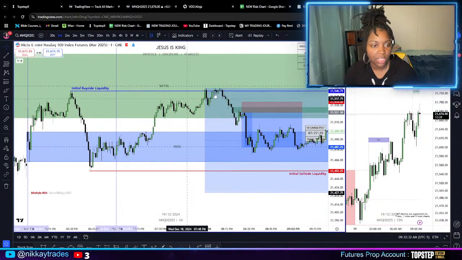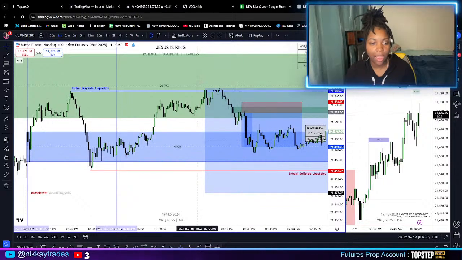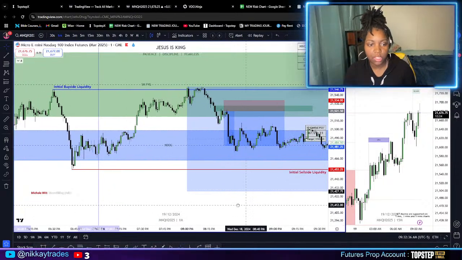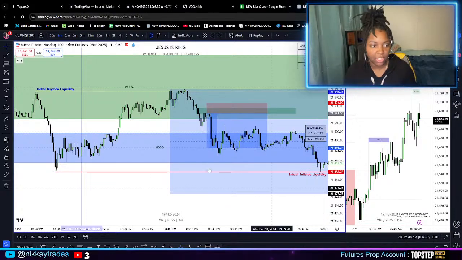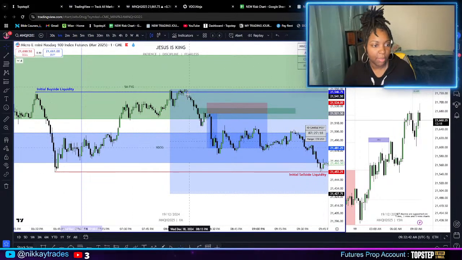So yeah, I normally do the initial buy side and sell side from 6 and 7, and I wait for price to take out either the high or the low, and just look for the silver bullet setup. That's it. It's not nothing too complicated. That's pretty much it.